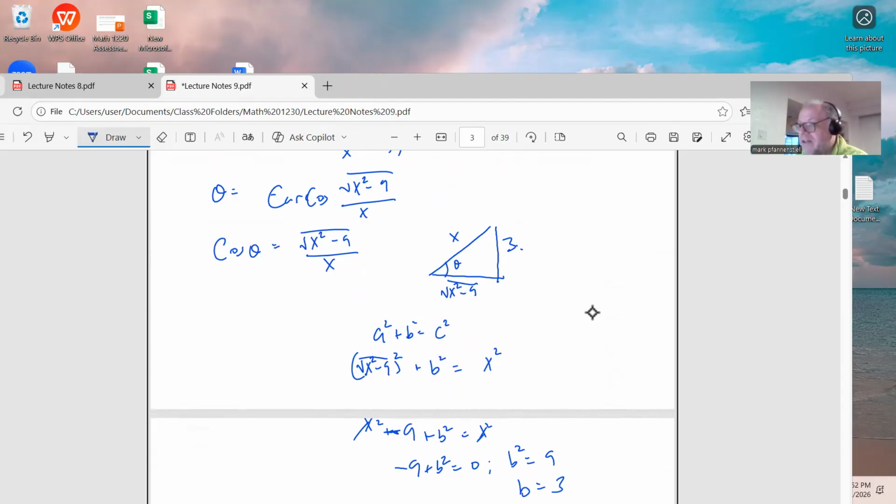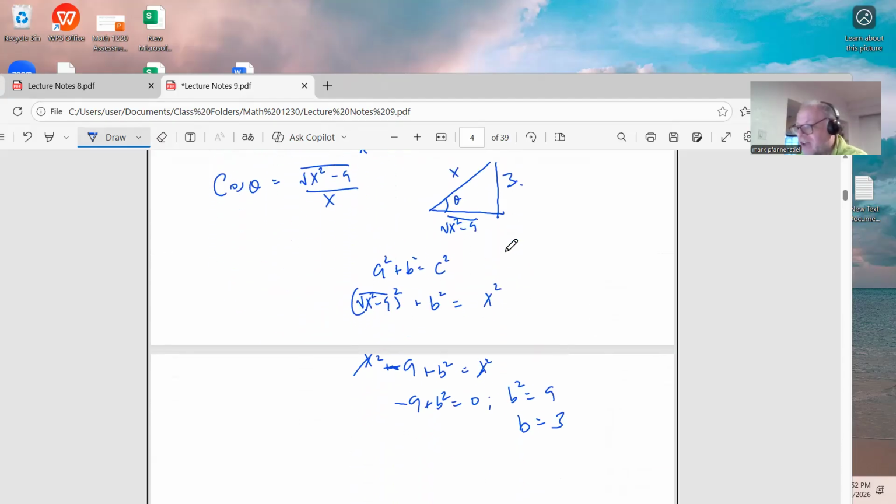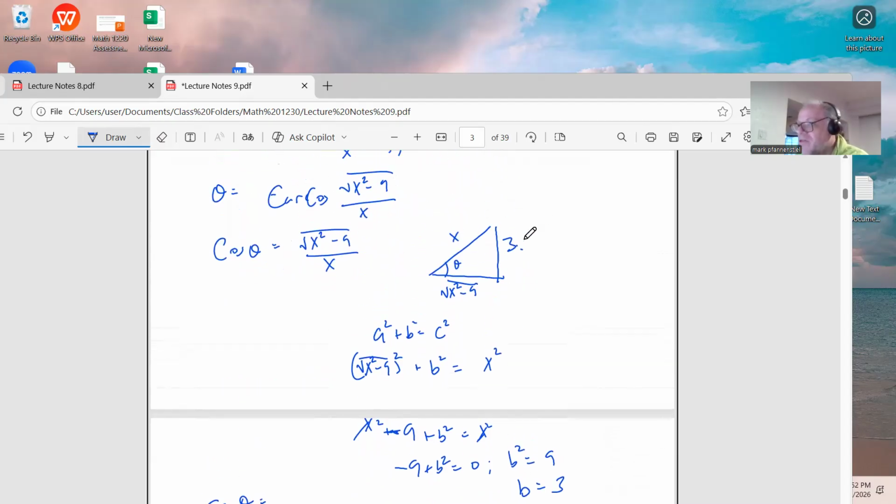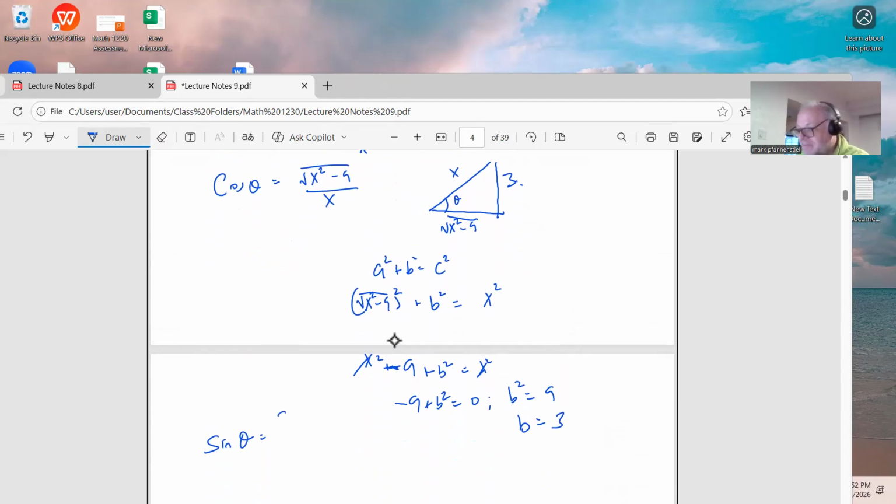Now, the whole goal of this was I wanted to figure out the sine of this angle. So we go back to this and say, the sine of this angle is equal to 3 over x. And that's going to be my answer for this. I'm looking for an algebraic expression, and that's pretty much the whole deal here. Okay, so let's go ahead and see about this.